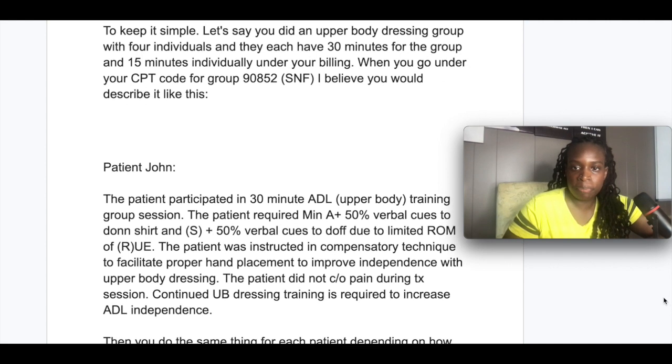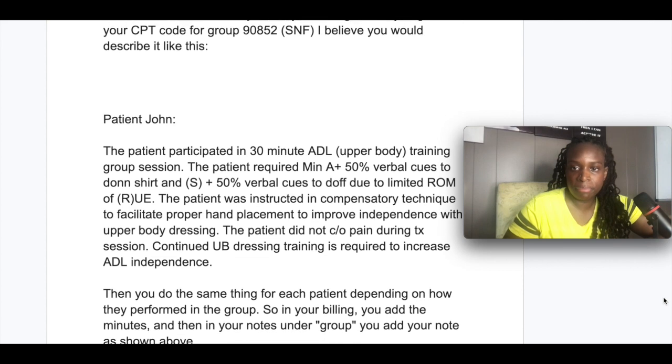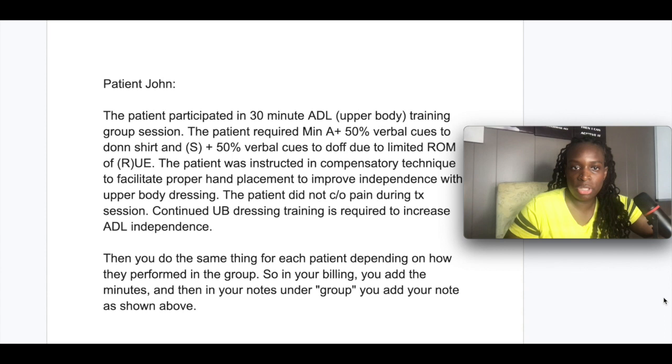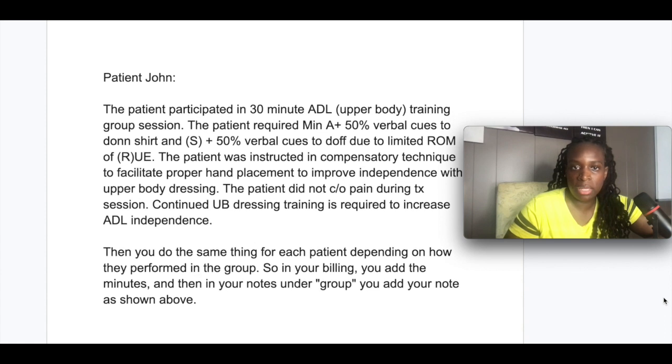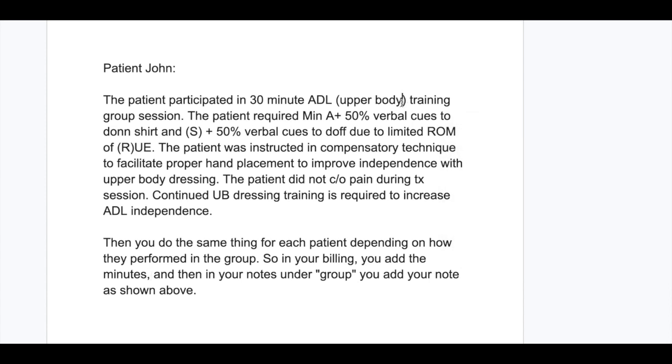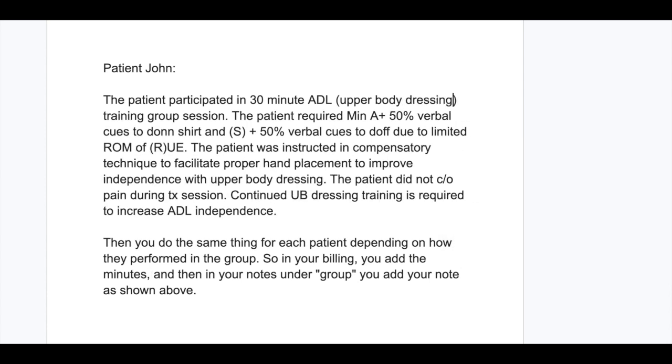All right, so quick little scenario here, and I hope this helps. So let's say patient John. All right, this is how you're going to document it. So keeping it simple, the patient participated in 30 minutes ADL, parentheses, upper body dressing. I forgot to mention that part. Let me just add that in. There we go. All right, so upper body dressing.